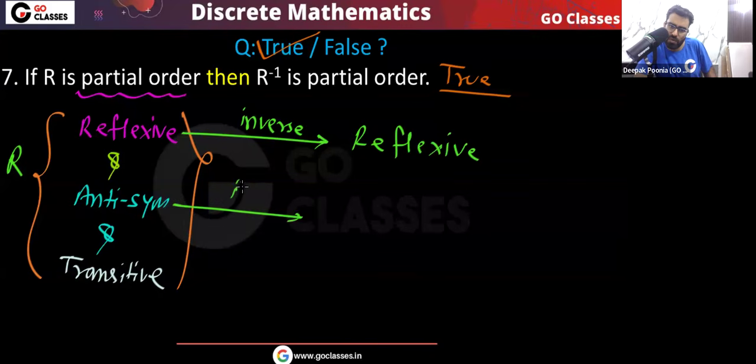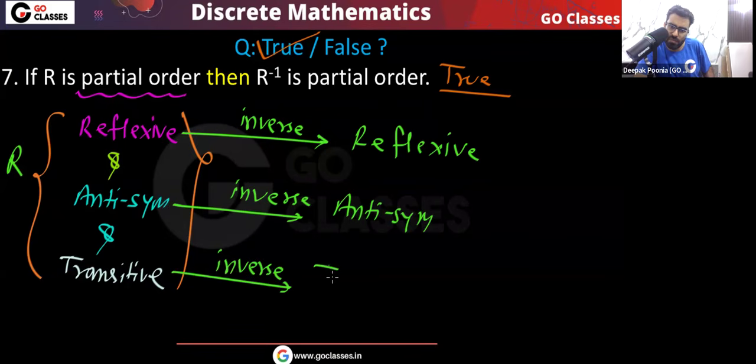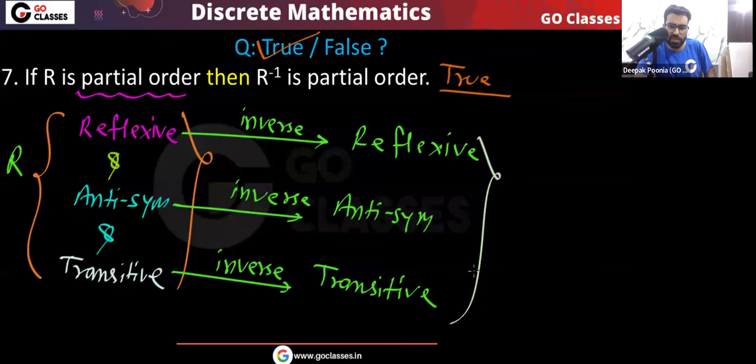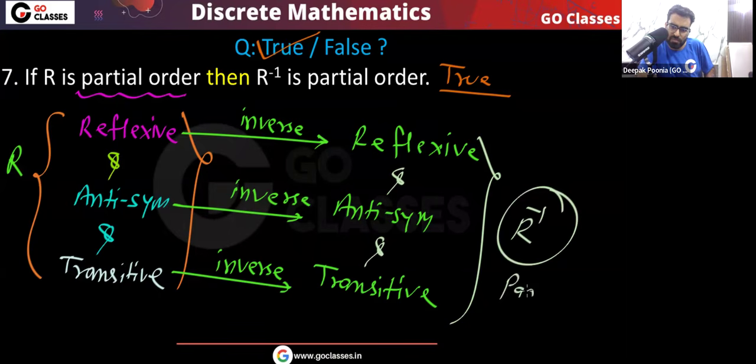If I take the inverse, remember, the reflexive property is preserved by the inverse. Antisymmetric property is also preserved by inverse. Transitive property is also preserved by inverse. Correct? So you can see what we got. Basically, you are taking the inverse, and again you get reflexive, antisymmetric, transitive properties. So I can say that R inverse is also a partial order.